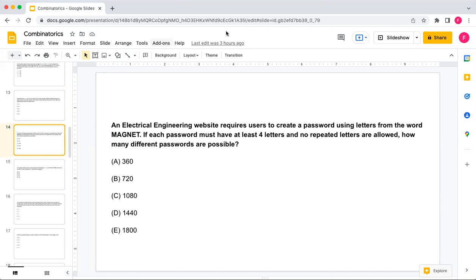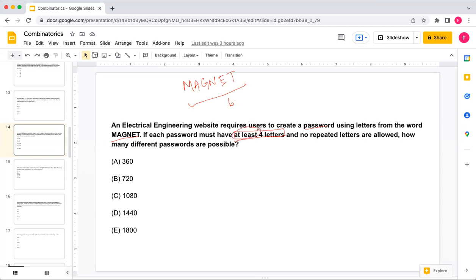Okay, try this question. The question is saying an electrical engineering website requires a user to create a password using letters from the word MAGNET. Okay, we have the word MAGNET. In MAGNET, there are 6 letters, 6 alphabets, right? Each password must have at least 4 letters.